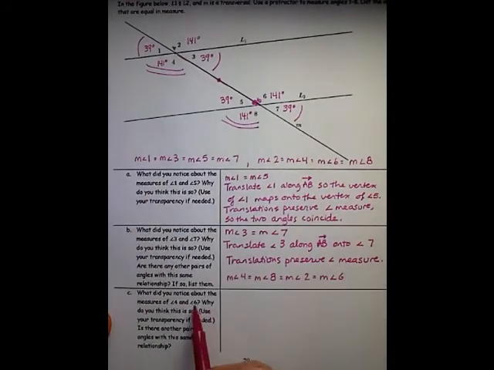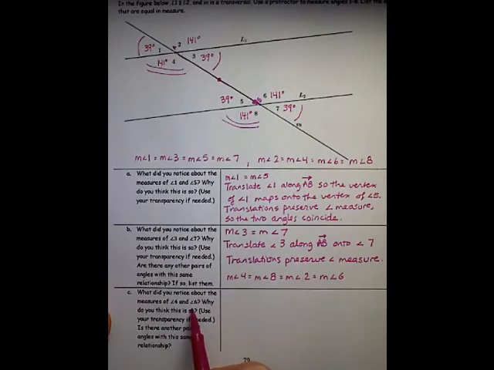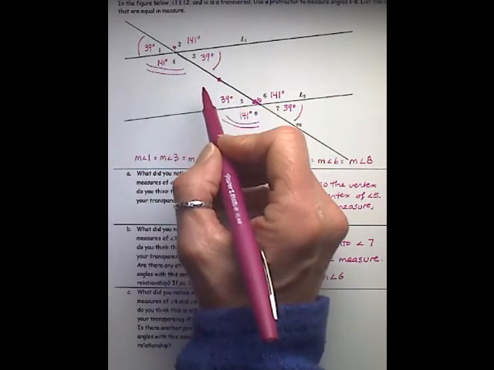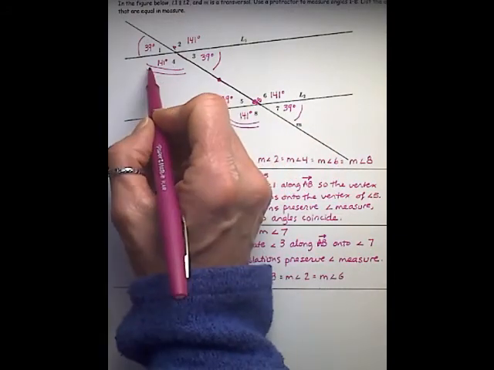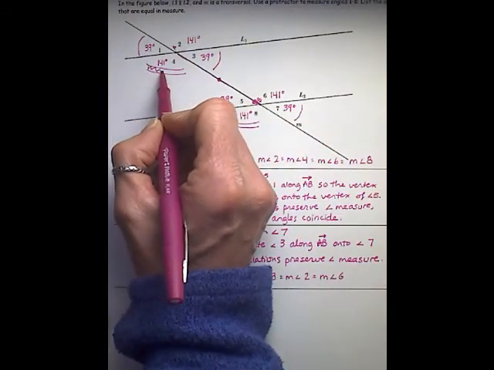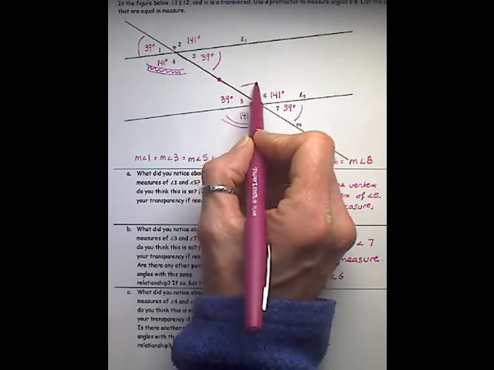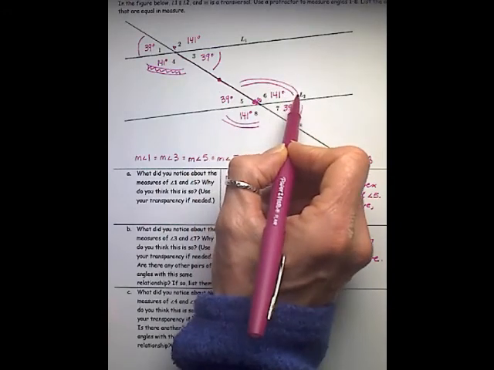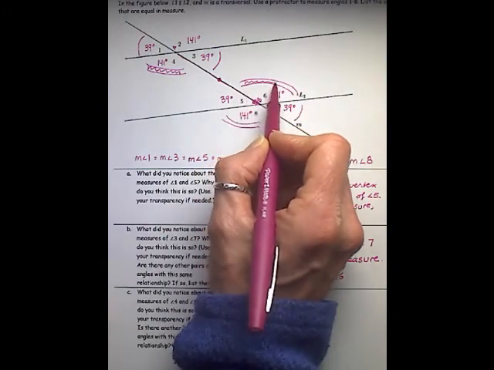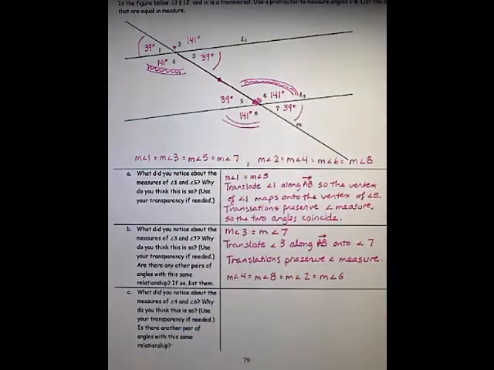So what do you notice about angle 4 and angle 6, and why do you think this is so? We have angle 4 right here and angle 6 right here. So what do you notice, and why do you think that is so? Pause the video and explore that.